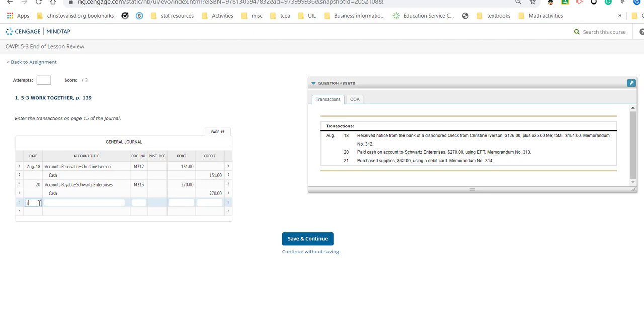On the 21st, we purchased supplies for $62 using the debit card. And our evidence is memo 314. So cash has been used. It's lowered our cash amount, so cash is the credit. Supplies has increased as we added value to our supplies. And our evidence is the memo 314. It was for $62.